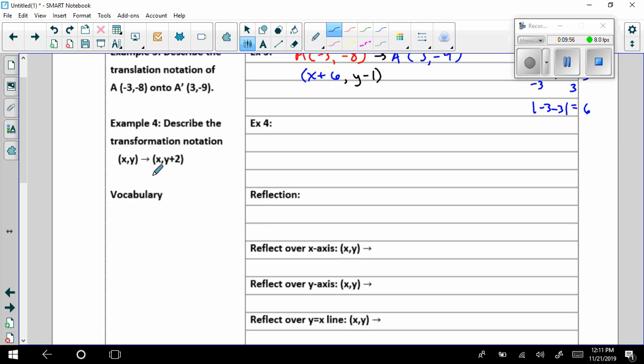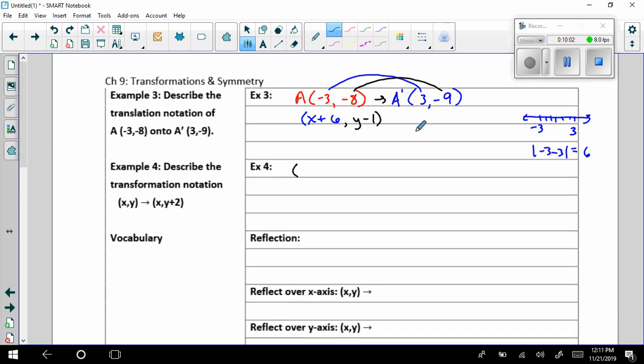All right, so describe the transformation notation. We just want to shift. All right, so like up here, the shift is to the right 6, down 1. That's the description of our transformation, which I guess it asked me to do.